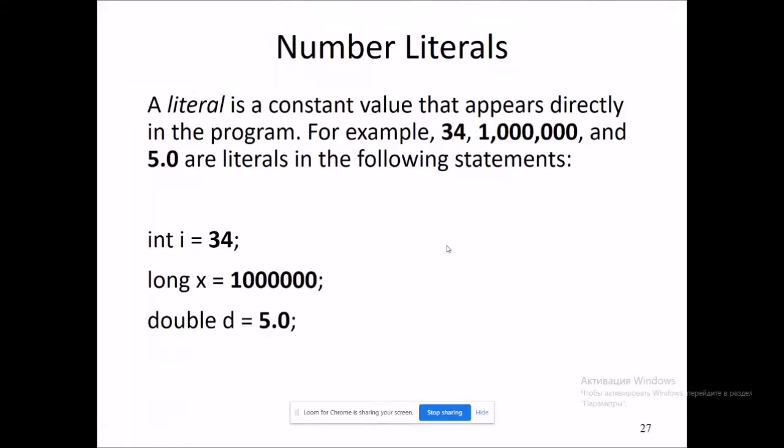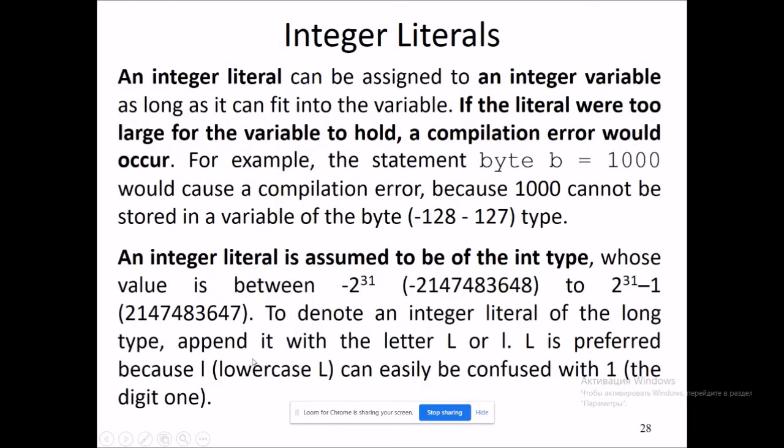A literal is a constant value that appears directly in the program. For example, 34, 1 million, 5.0, and etc. It means that literals are values of our variables. Integer literals can be assigned to an integer variable as long as it can fit into the variable. If it's too large, then only that part which can fit will be written into our integer literals. The same for other types also.